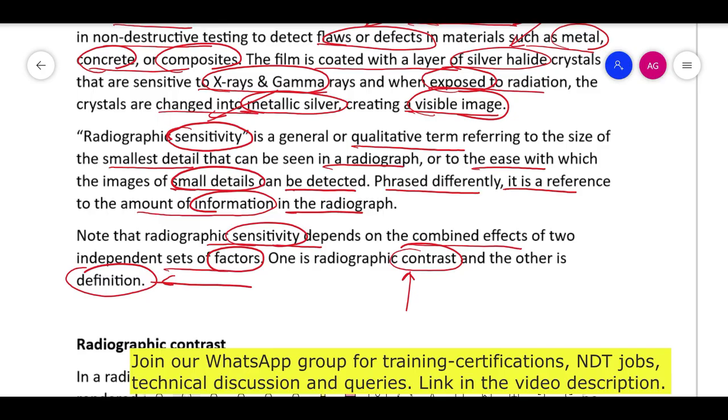Okay? So both of these are independent. Here the word independent is written. It means that both of these are completely different factors. And by combining both of these, finally you get radiographic sensitivity. It means that whether you will be able to find out even the smallest detail or not, it will depend on your contrast and definition. Okay?